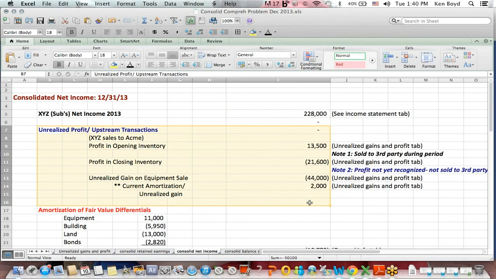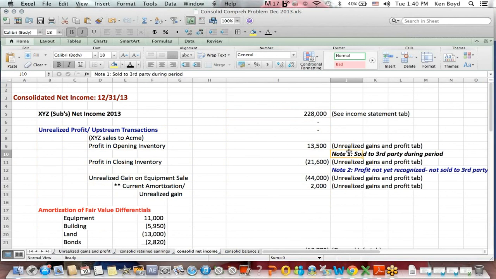Now, this brings up an important point. When I sell inventory to an outside third party, in consolidation, once it's in the hands of a third party, I would recognize properly the profit because no longer is it an intercompany issue. We can now recognize a profit because we sold it to the outside world, so to speak. So the profit on opening inventory actually gets added because the opening inventory is assumed to be sold to a third party during the period, the opening inventory. And we already saw that 13,500 XYZ sale to Acme.